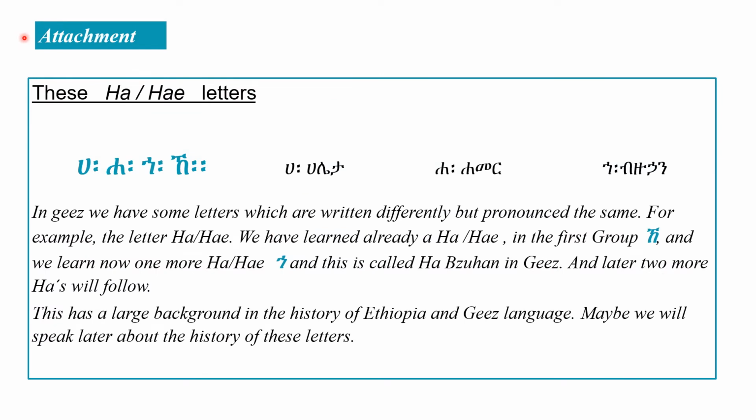Here we have an attachment for those who want to deepen the Amharic language. The ha letters. In Ge'ez, we have some letters which are written differently but pronounced the same. For example, the letter ha. We have already learned a ha in the first group. And we learn now one more ha. And we call this Ha Bzuhan. And later, two more has will follow. This has a large background in the history of Ethiopia and the Ge'ez language. Maybe we will speak later about the history of those letters.